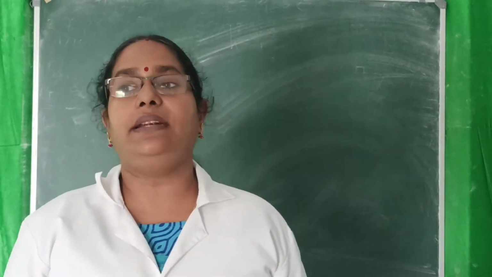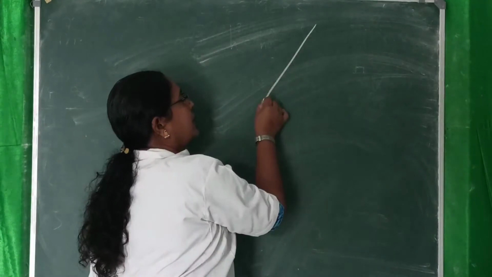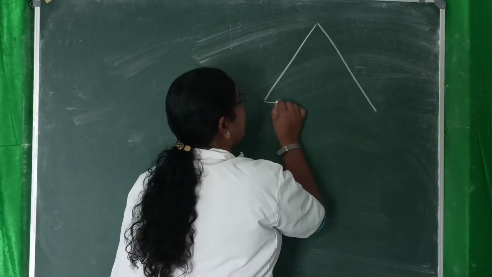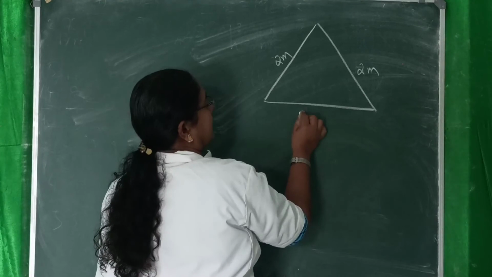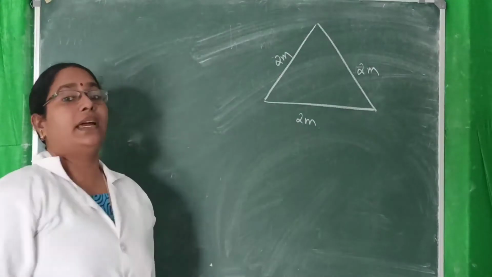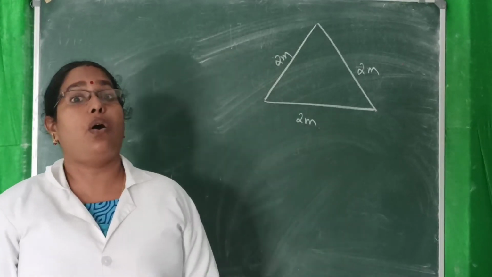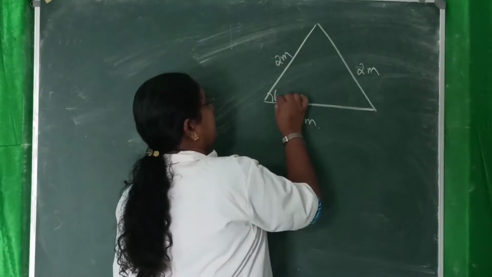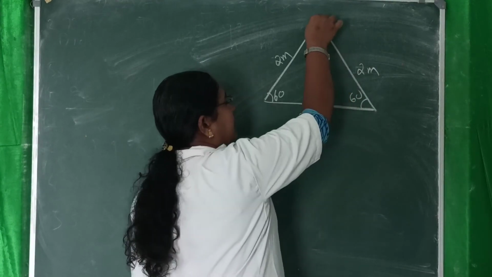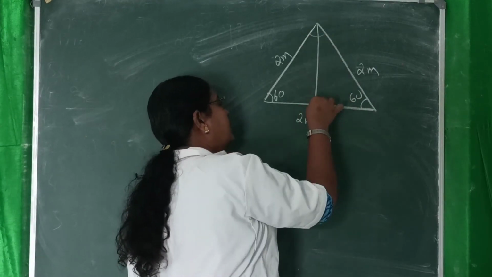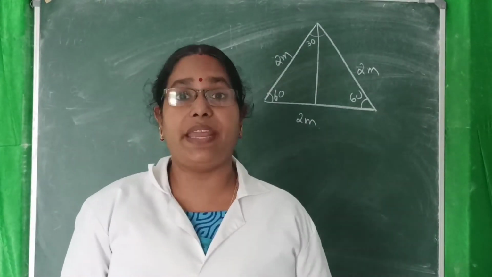Here the equilateral triangle's sides are given as 2 meters in the figure. Equilateral triangle means all sides are equal and all angles are 60 degrees. But when a line is cut from the vertex to the bottom, the 60 degrees becomes 30.